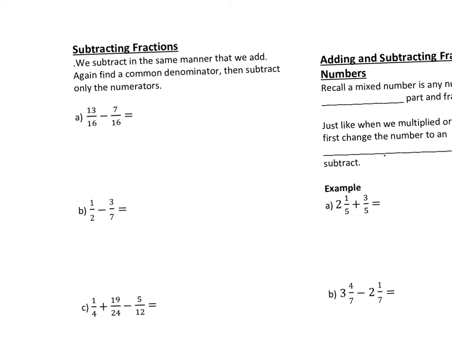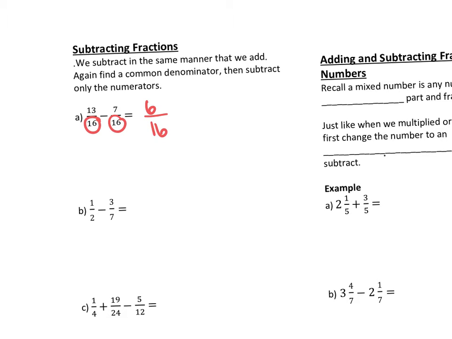Now, when we subtract fractions, it's the same process. Again, we're going to find the common denominator and just subtract the tops, the numerators. So the first one already has a common denominator of 16. So I'm trying to subtract the tops. 13 minus 7 is 6. So that's 6 over 16.